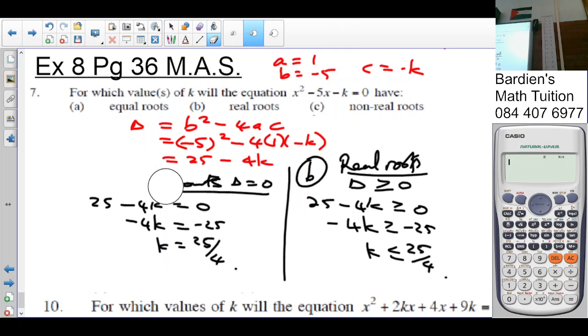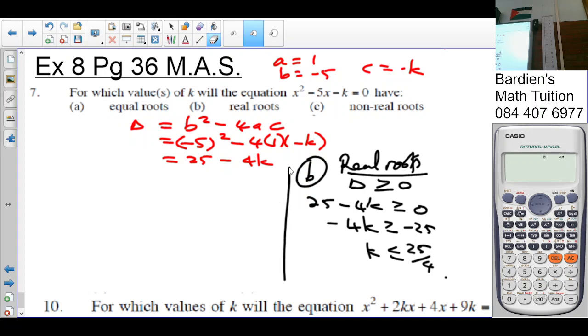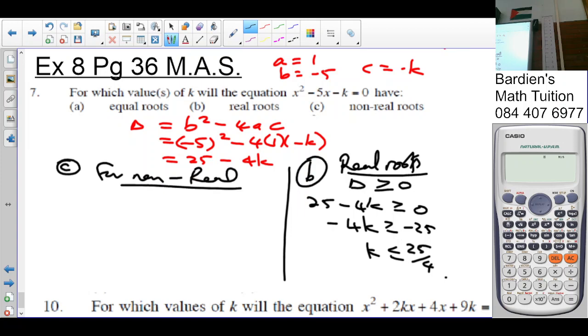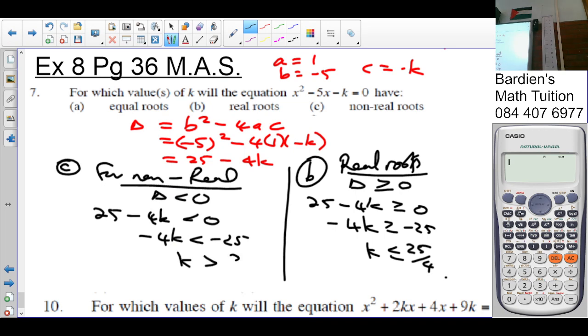And the last one, C, if the roots are non-real, what do we know about non-real roots? Delta is less than 0. Delta is negative. So it's going to be 25 minus 4k is less than 0. Negative 4k is less than negative 25. K is then greater than 25 over 4. Okay.